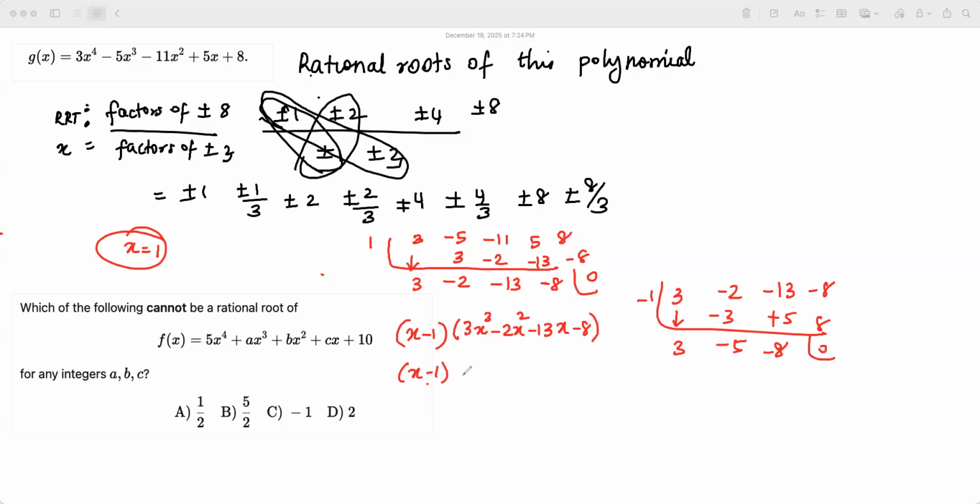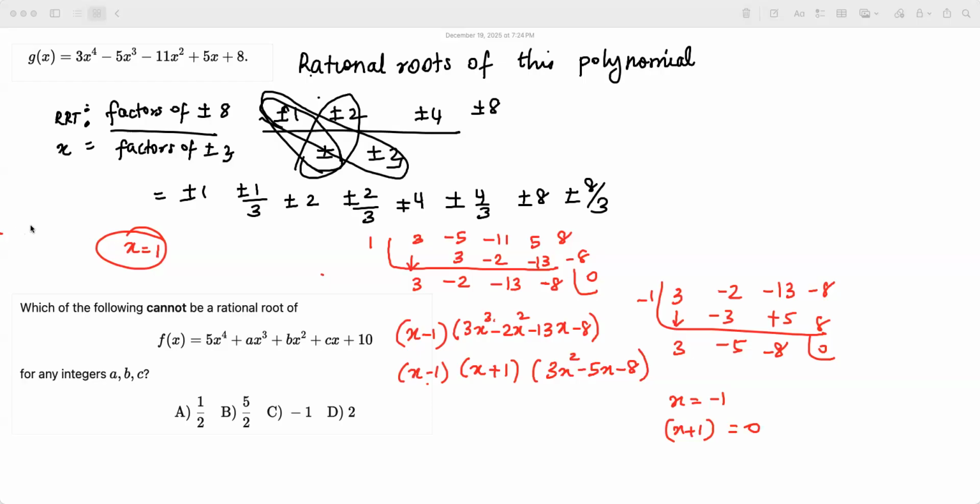Yeah, that works. So if it is minus 1, that becomes plus 1. See, when you substitute x equal to minus 1, what is it? 0. X plus 1 is a factor, right? So that's what I'm writing here. And then the cubic polynomial reduces to a square polynomial: 3x square minus 5x minus 8.